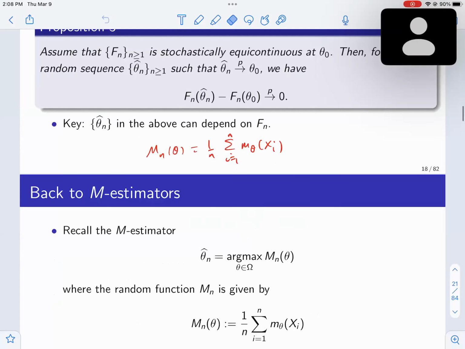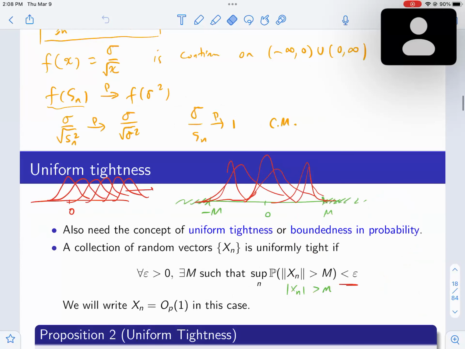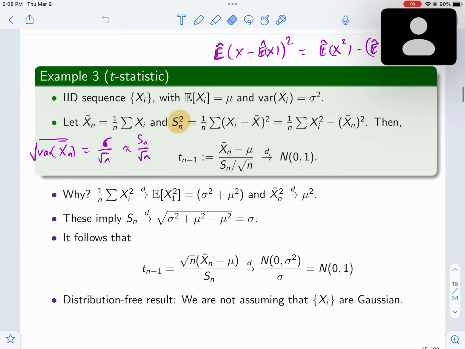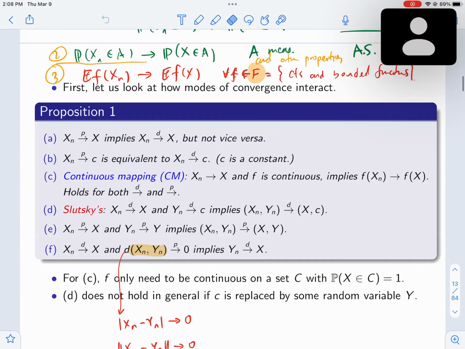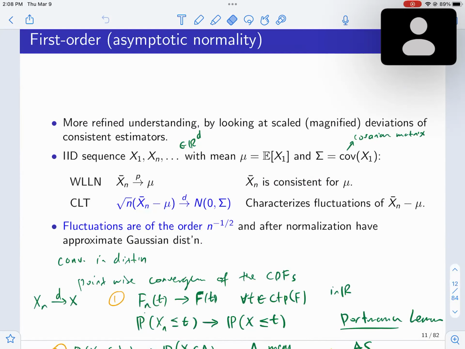Some set of ideas. Let's go back all the way. So the idea is to try to understand asymptotic normality results similar to what we have for the sample mean.